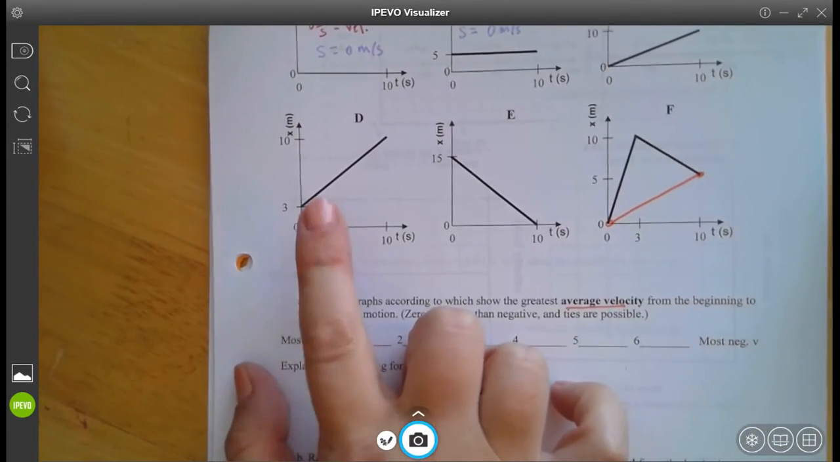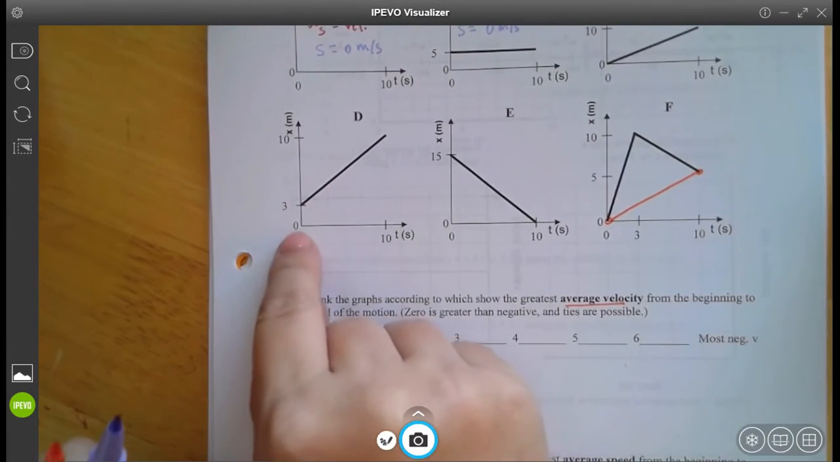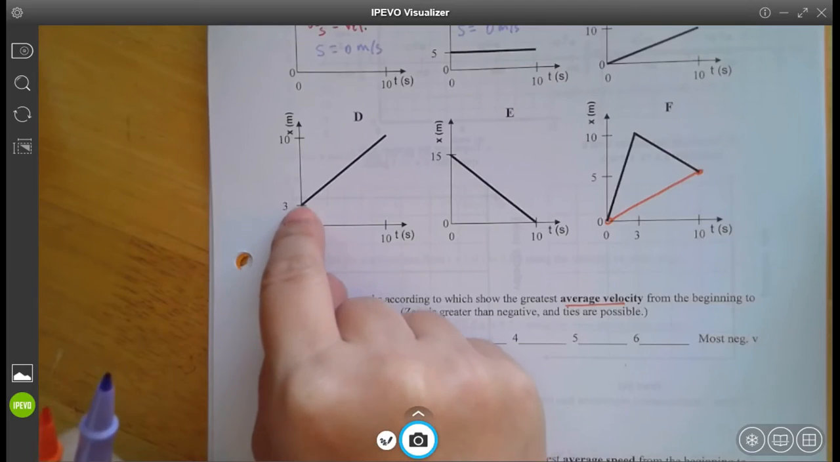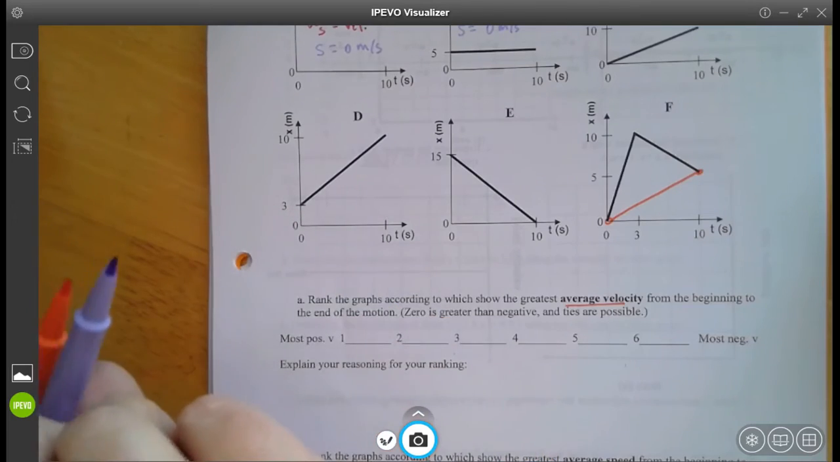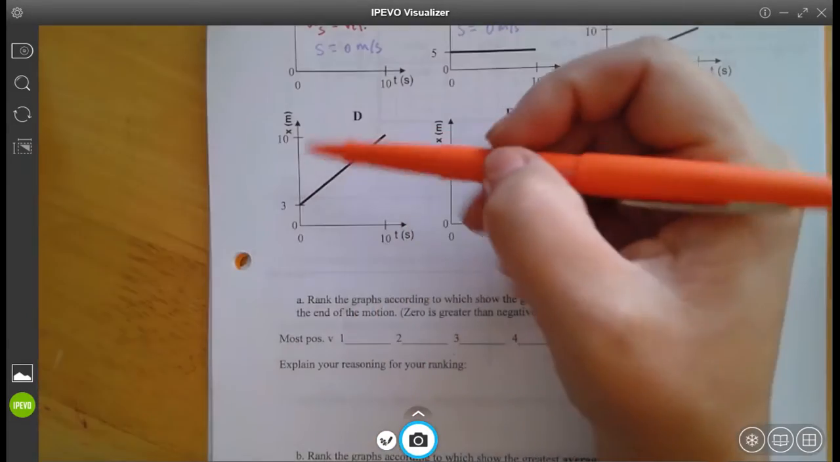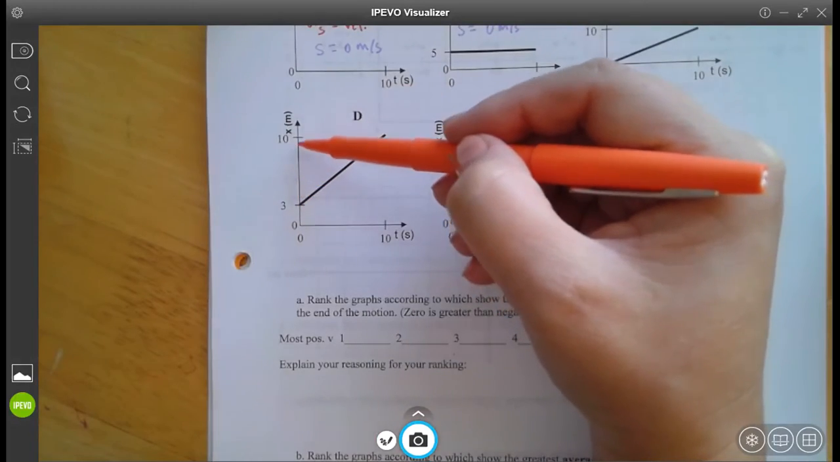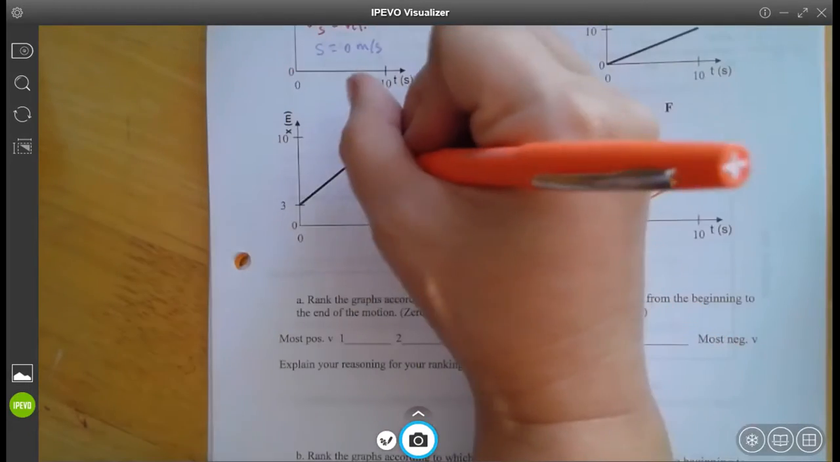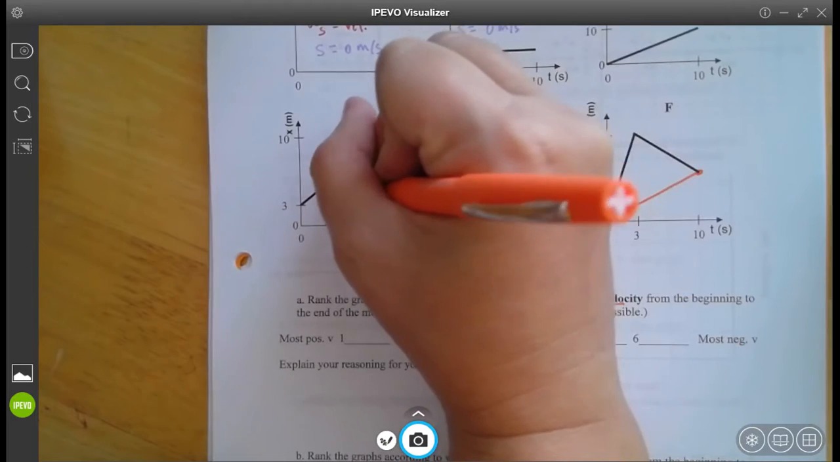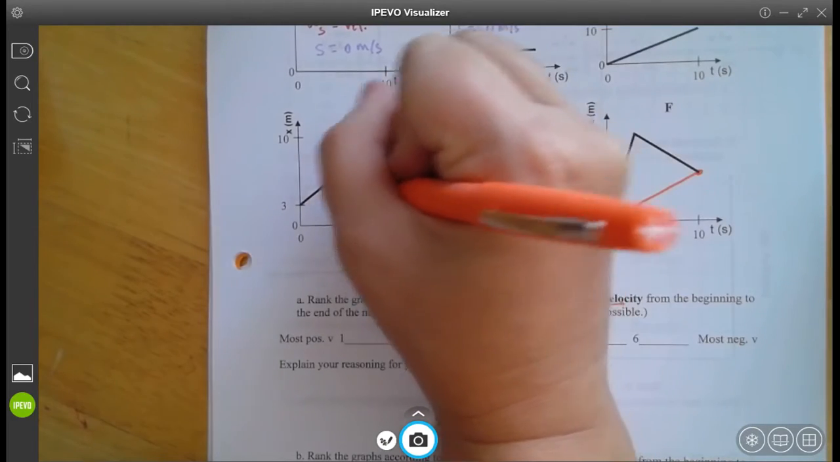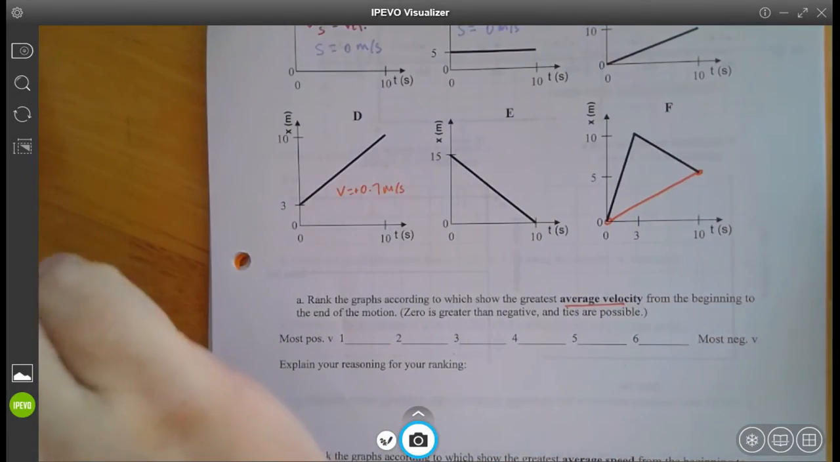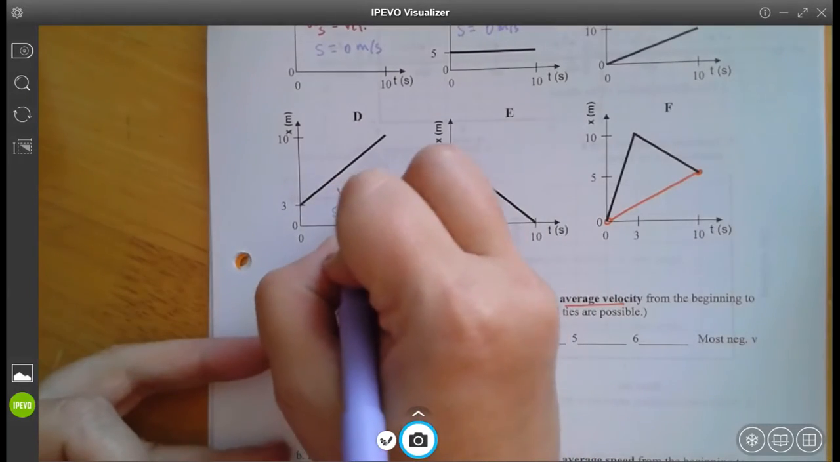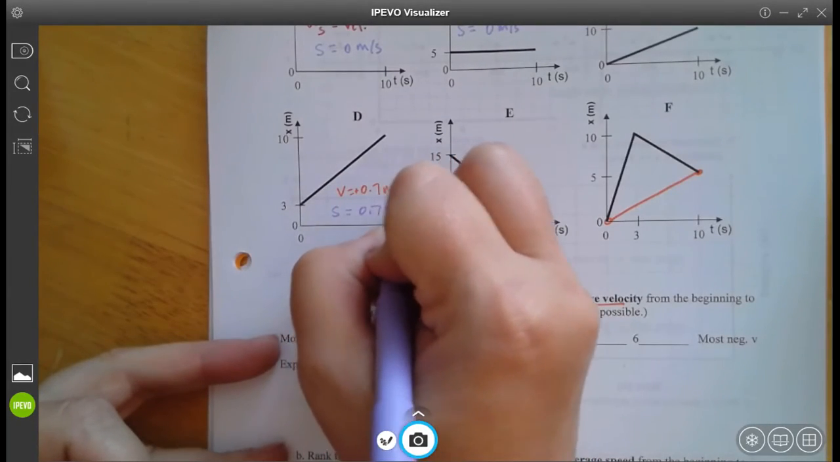For D, D tries to trick you a little bit by putting the beginning not at 0, but at 3. So here, we figure out our velocity. We're traveling 7 meters in 10 seconds. So this one's got a velocity of 0.7 meters per second, and that's positive. And the speed is going to be the same, 0.7 meters per second.